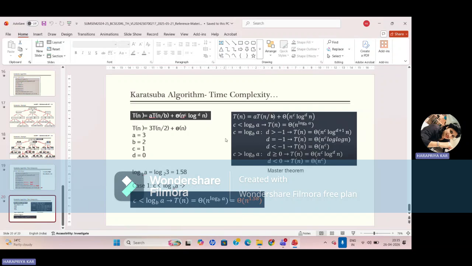T of n is equal to 3T of n by 2 plus theta of n. Based on this, a equals 3, b equals 2, c equals 1, d equals 0. So here we just have to compute log base b of a, log base 2 of 3, which is 1.58. This you can take from a scientific calculator.